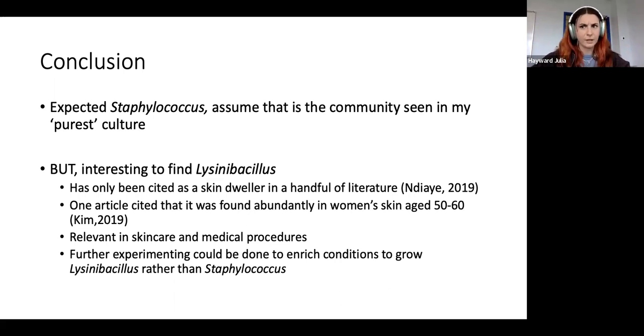So I think that there definitely has to be some more experimentation done on this. And as I just said, further experimenting can be done to enrich the conditions to grow Lysinibacillus rather than Staphylococci, so that you can gram stain and do phase contrast to select for Lysinibacillus rather than Staphylococci.